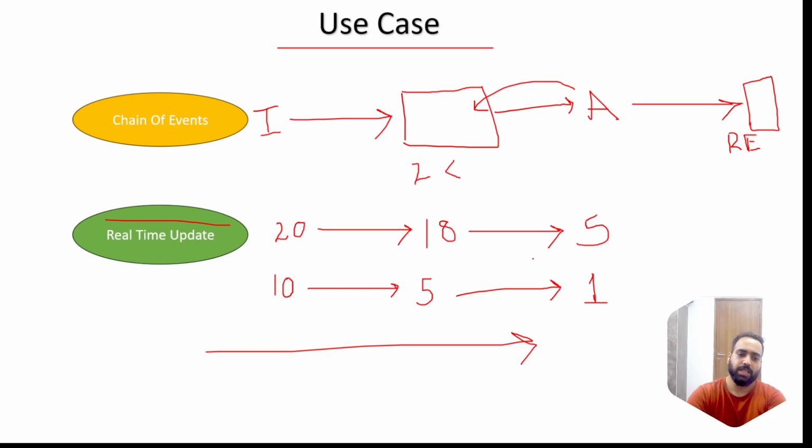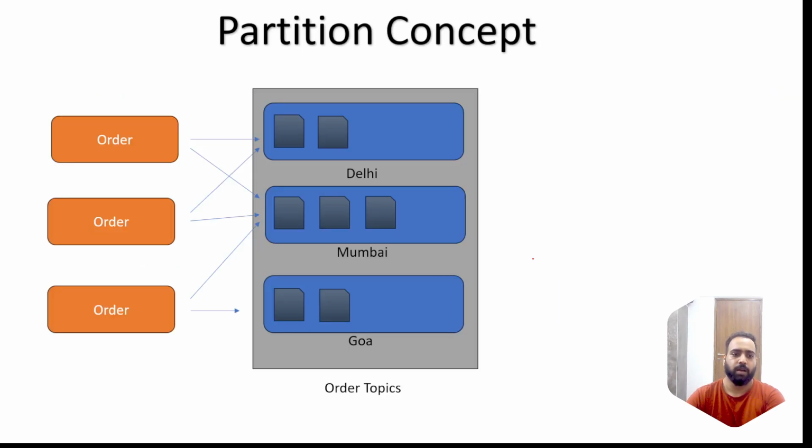Okay, consider the same example for the real-time update. For example, this order microservice is generating orders from Delhi, Mumbai, Goa, Pune, Punjab, anywhere the order can be generated for the e-commerce website, right?